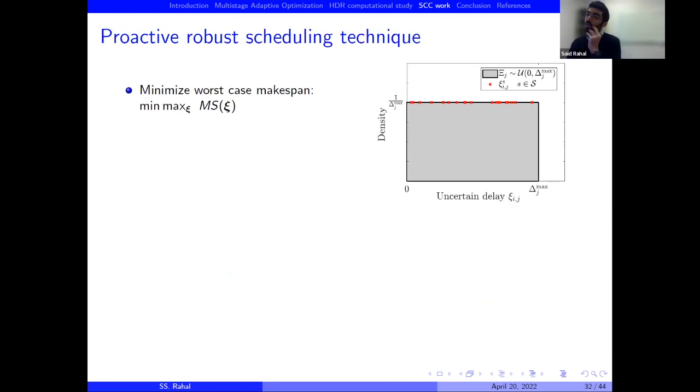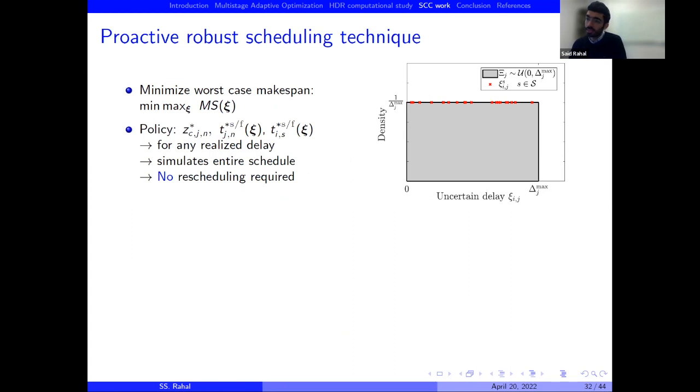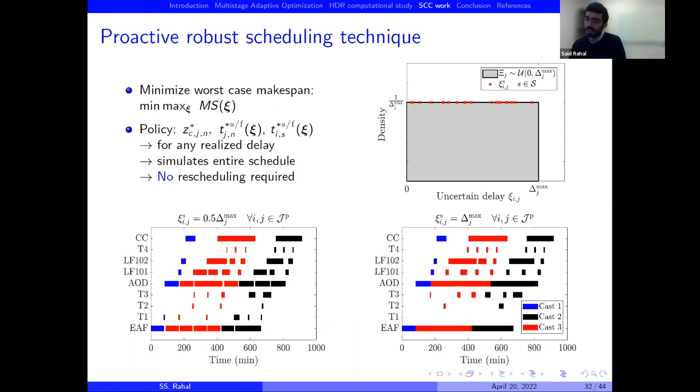So the first technique, we call it a proactive robust scheduling technique, where we assume the entire uncertainty set of the processing delay, and we get the optimal policies, and these policies can simulate the schedule for any realized demand. So no rescheduling is needed. Using an example on the right-hand side, if the realized uncertainty is, let's say, half the worst case delay, we still get a schedule, but we can see from the gaps between the processing batches that it's suboptimal. In the case where the uncertain delay is equal to the maximum, there's no gap. So basically it's the optimum. That's what robust scheduling or robust optimization is doing.